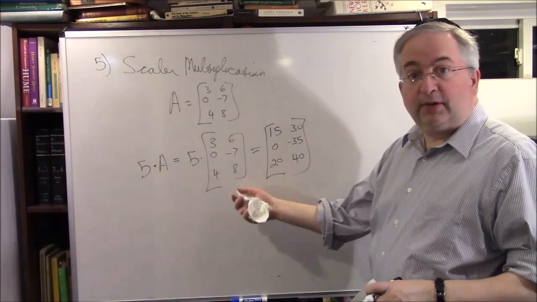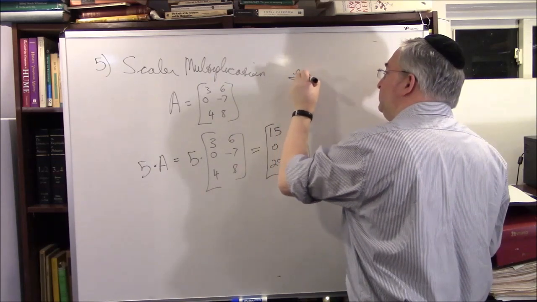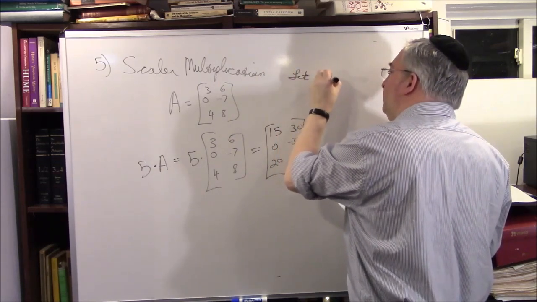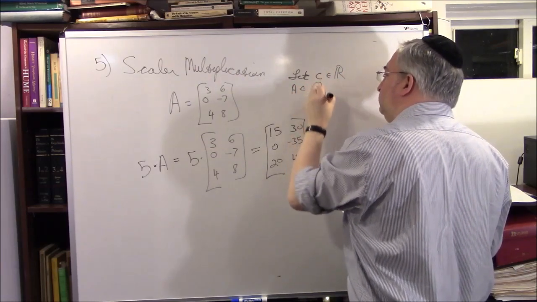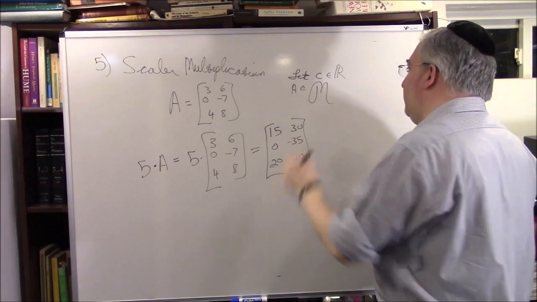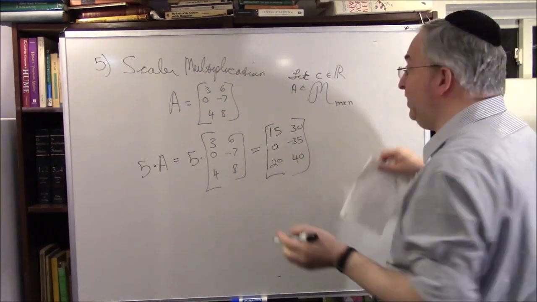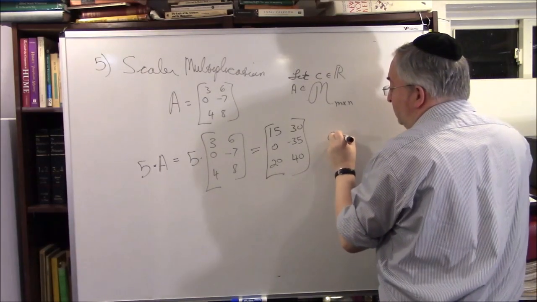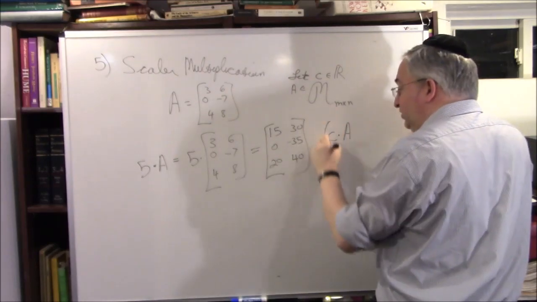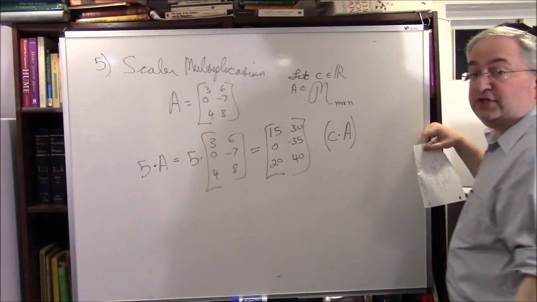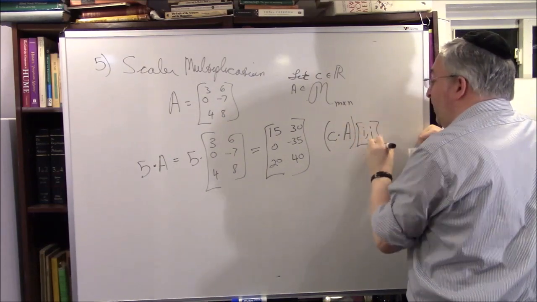That's a nice example, but let's be exact about the formal definition. Let C be a member of the real numbers, and A a member of the m by n matrices. A is some m by n matrix. Then C times A is a new matrix. Now you ask yourself, what is the ijth position of this new matrix? What's in the ijth position?